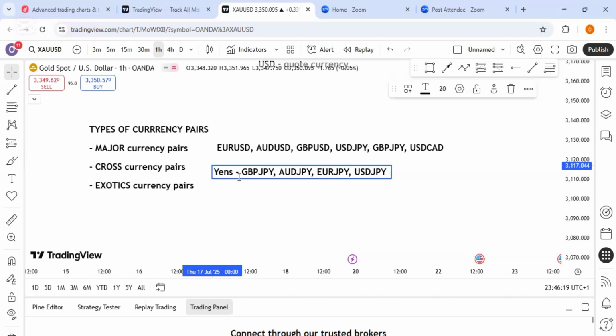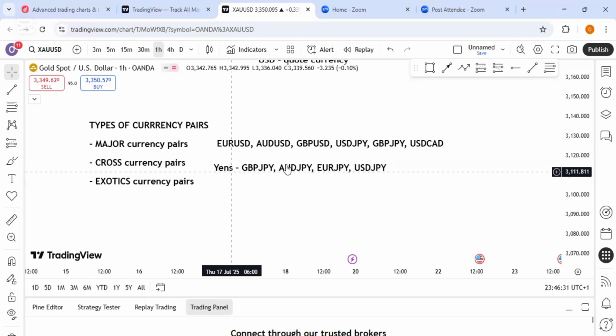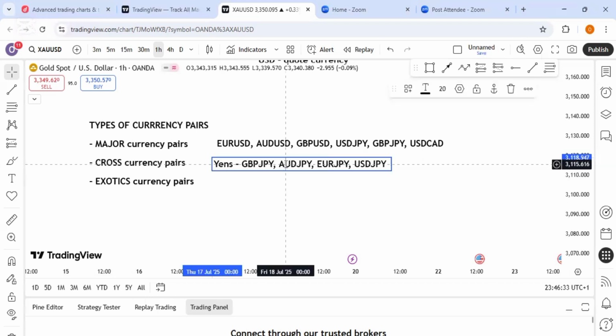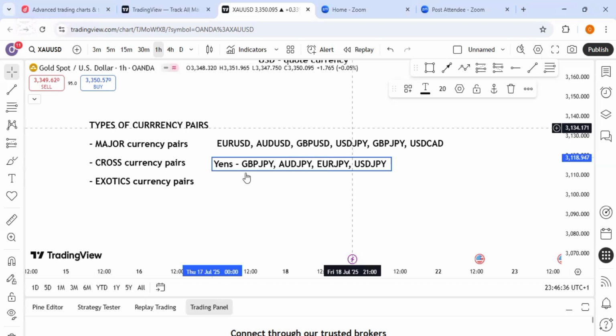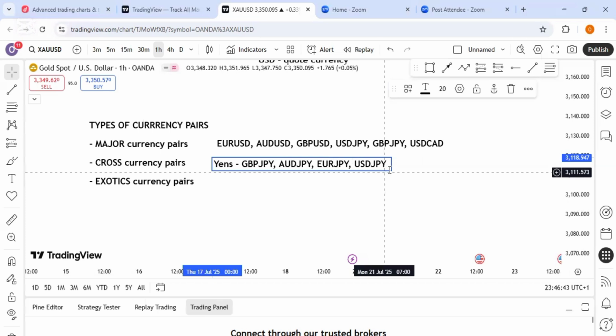So just know that what I mean by cross currency is those currencies that cross with one particular currency. For example, the currency we're talking about here is the yen, right? Some other currency actually crosses paths with it. That's why we call them cross currency pairs. When we have GBP/JPY, AUD/JPY, EUR/JPY, USD/JPY, you understand?